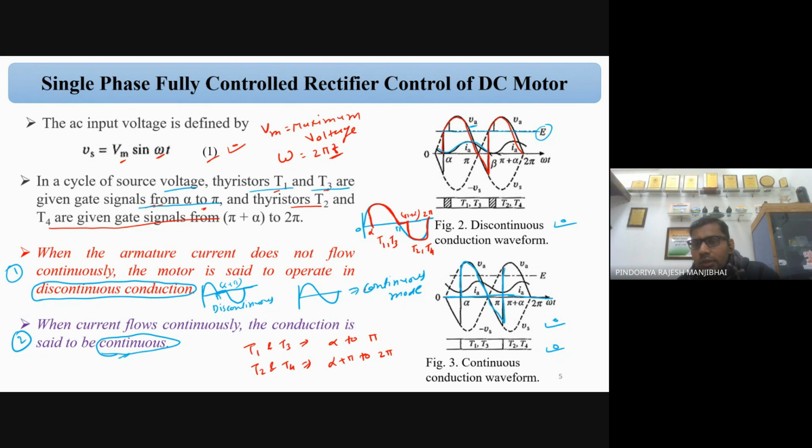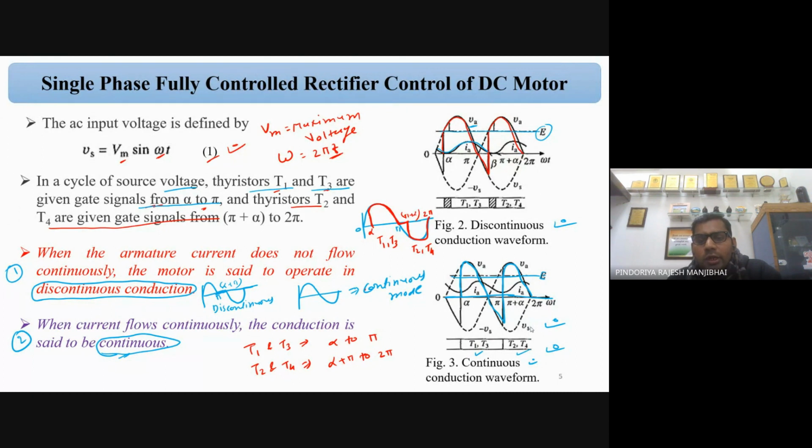This is a continuous signal. So that is VA, and that is your E. Correct? Okay, so this is your continuous conduction waveform, where you can see we operate T1 and T3, and T2 and T4. Okay, done. So this is a simple fundamental concept of power electronics.